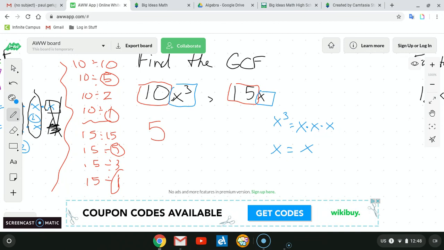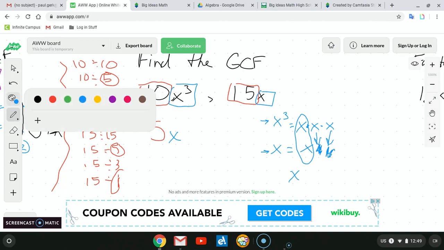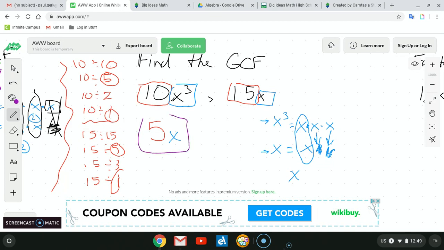Now, how many pairs can we match? Do they have any in common? Can we match them up? Just one pair right there. That's it. This one, there's no x here. This one, no x here. So there's only one pair. So our GCF of these two is x. We're going to take this x and put it over here with our GCF of the coefficients, and that is our GCF of these two monomials, 10x cubed and 15x. The GCF is 5x.